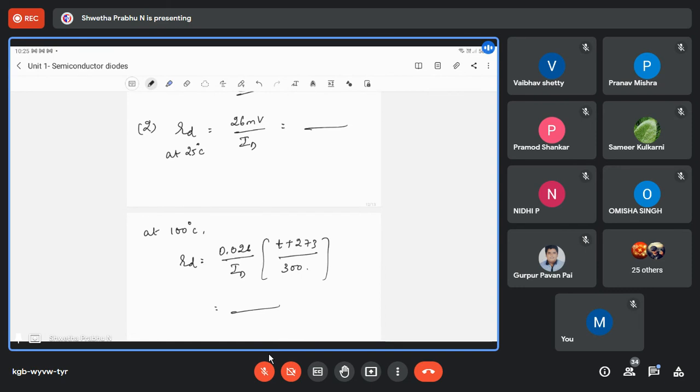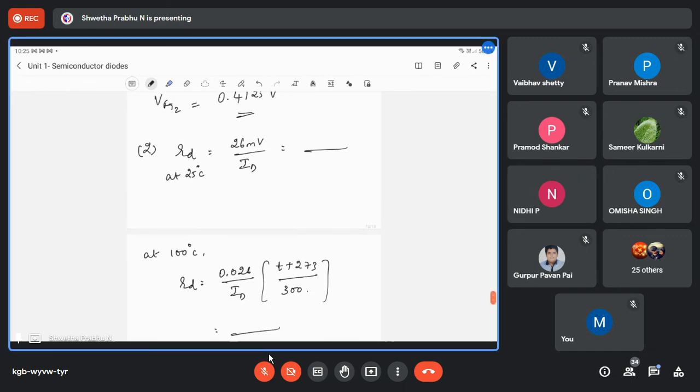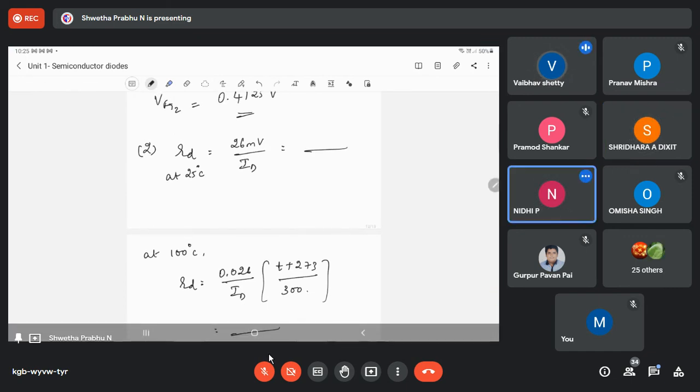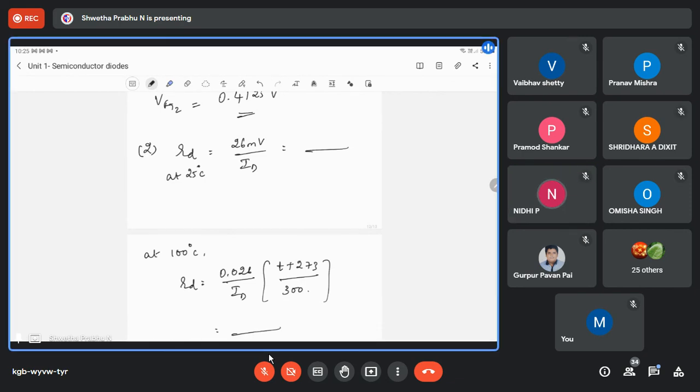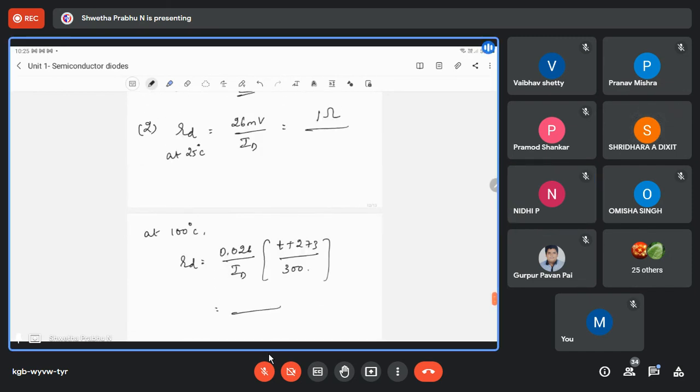Yes, how much is the answer? 1.243. At 25 degrees Celsius, what is the answer? 1 ohms. At 100 degrees Celsius, 1.25 ohms. Is this right? Is this correct? Yes, ma'am. Okay.